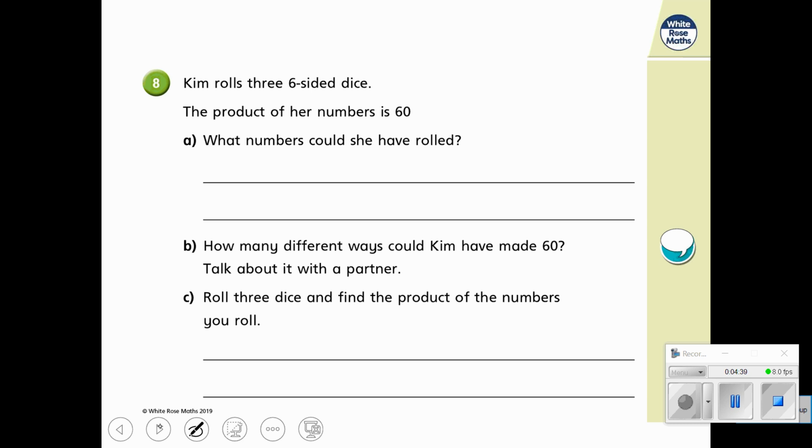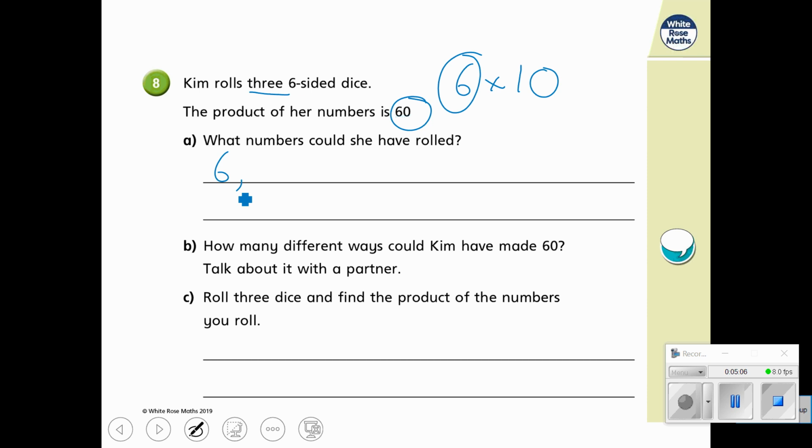Okay, here rolls 3 6-sided dice. So 6 sides. We've got the numbers 1, 2, 3, 4, 5, and 6 on our dice. The product of her numbers is 60. What numbers could she have rolled? Okay, once again, let's explore the number 60. The easiest factors I can find are 6 times 10. So yes, she can roll a 6.